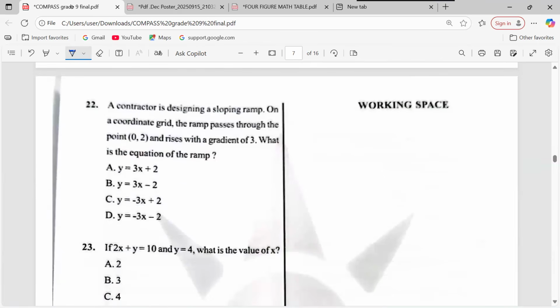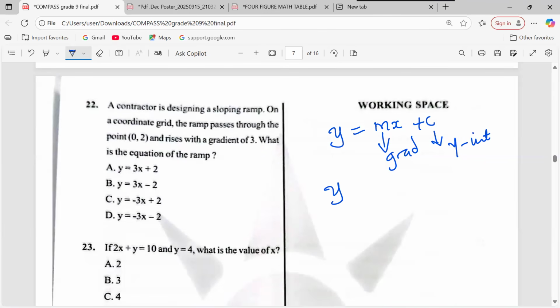22. A contractor is designing a sloping ramp on a coordinate grid. The ramp passes through the points 0, 2, and has a gradient of 3. What is the equation of the ramp? We can write this directly. We know that in the equation y equals mx plus c, m is usually the gradient, or rather the slope. This one is usually the y-intercept.